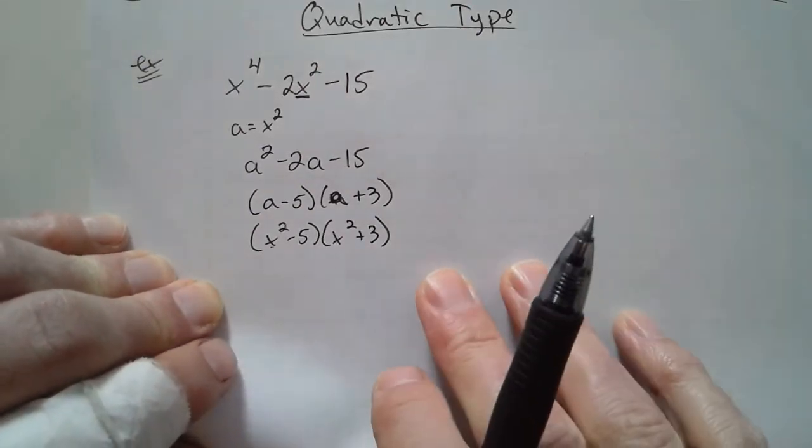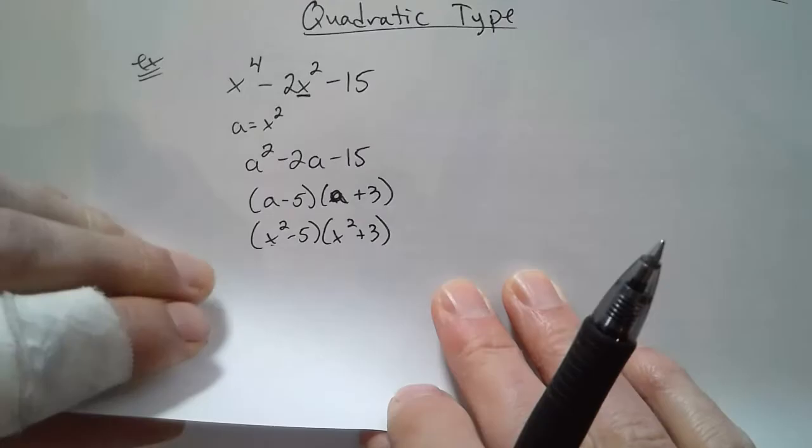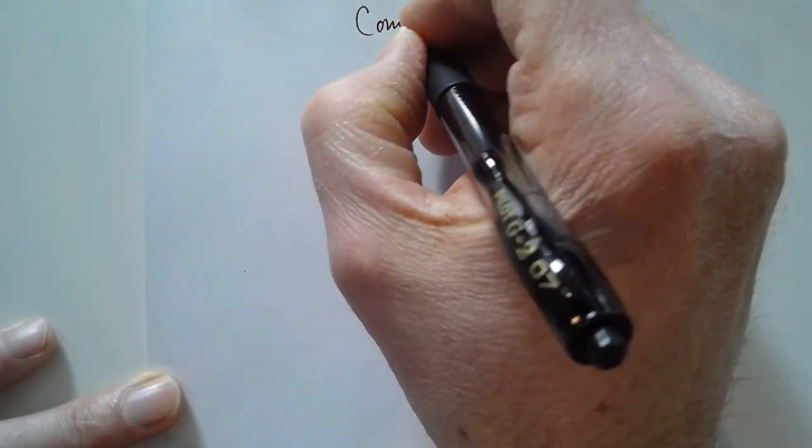Which brings me to completely factoring. Sometimes there's going to be multiple stages to it. So the first thing you always want to do when you factor is take out a greatest common factor. So this is completely factoring.